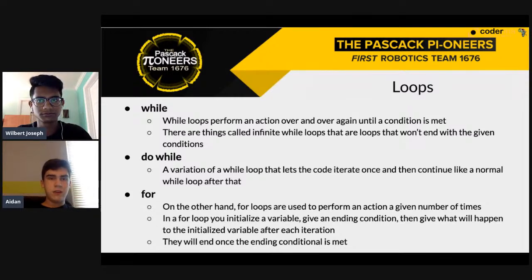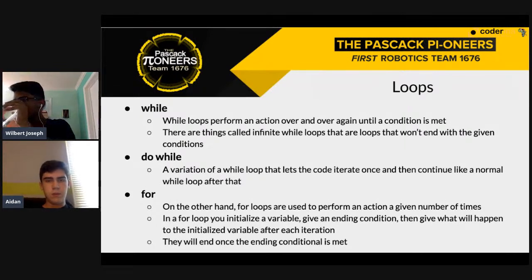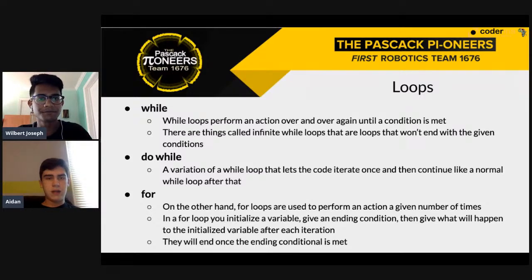The do while loop is a variation of a while loop, which is basically it'll do the iteration, or it'll do what the code says first, and then continue as a normal while loop with the given condition after that. On the other hand, another type of loop is a for loop, which is given to perform an action a certain number of times. So what you're going to do is give it a variable, and then give it an ending condition, and then give it what will happen after each time you go through the code. And then it'll end as soon as the variable reaches that ending condition.